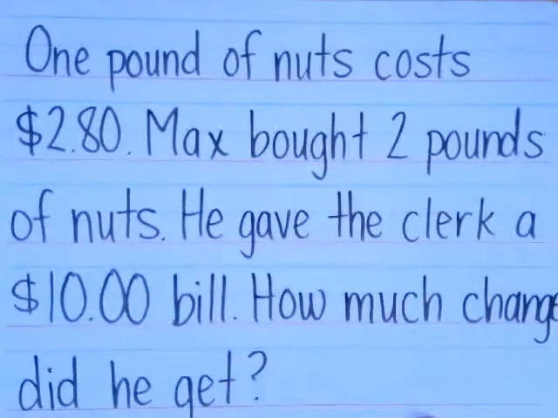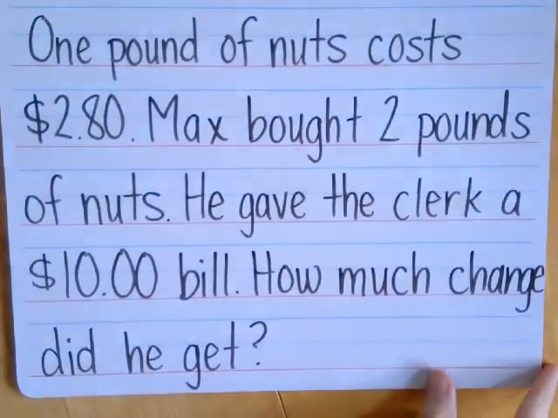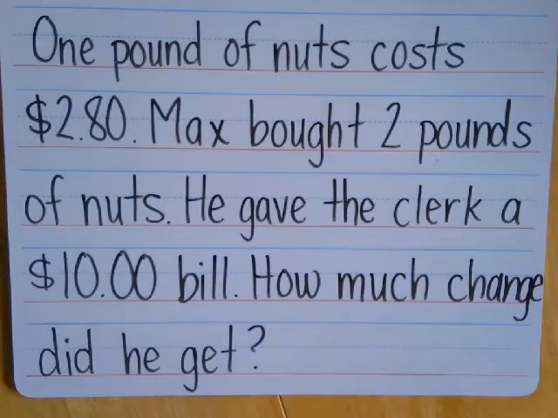All right, I have one more that I'm going to go over. So this, I'll read it and then we'll go over it. Okay. 1 pound of nuts cost $2.80. Max bought 2 pounds of nuts. He gave the clerk a $10 bill. How much change did he get?